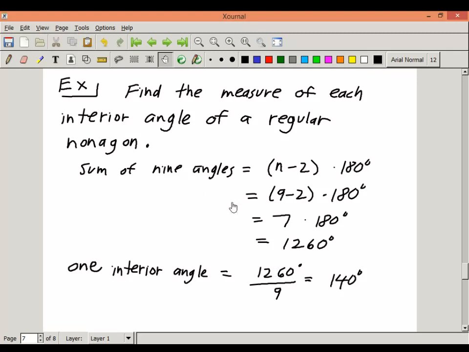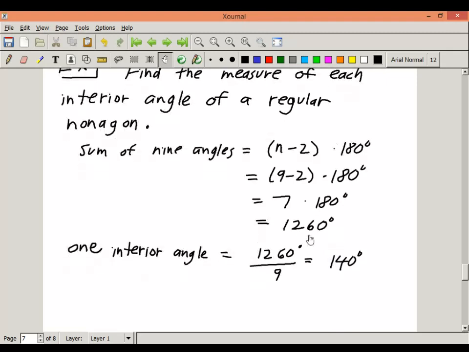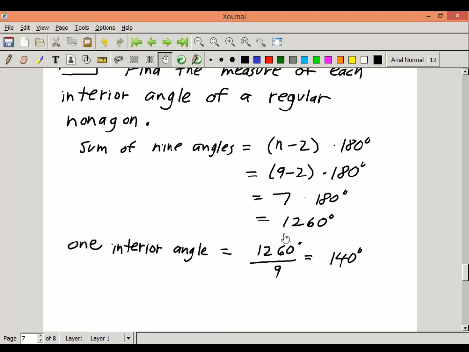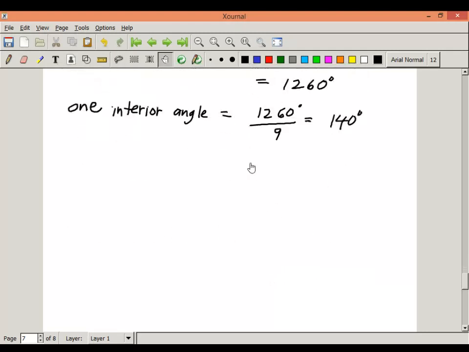So the sum of those 9 angles, according to our formula, is, subtract 2 from the number of sides. So we have 9 minus 2. We have 7 triangles inside that nonagon. So 7 times 180 is 1260. So that's what those inside angles of that nonagon add up to. Now, because we said that the nonagon is regular, that means it's equiangular. All angles are congruent. So we take what those 9 angles add up to and divide it by 9, for 140 degrees for each one of them. Okay? So that's the polygon angle sum theorem.